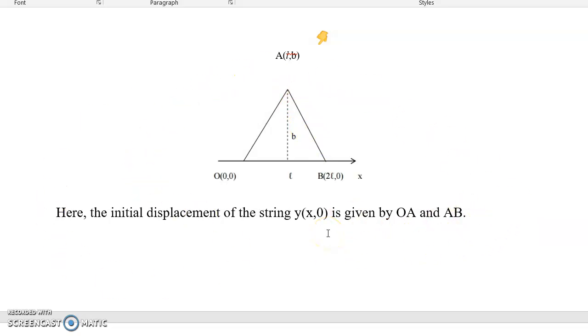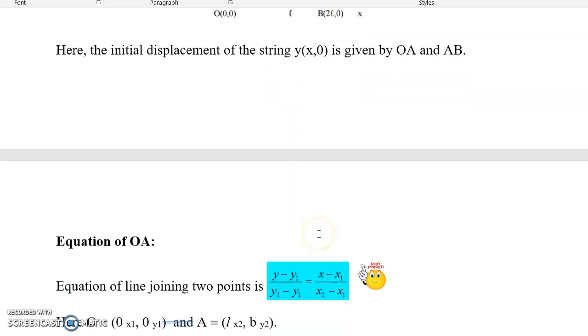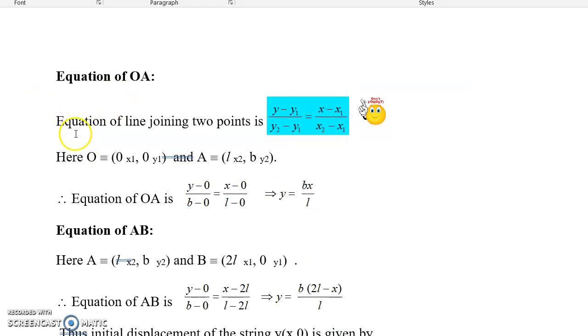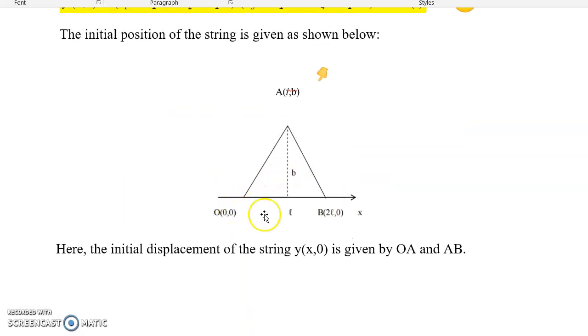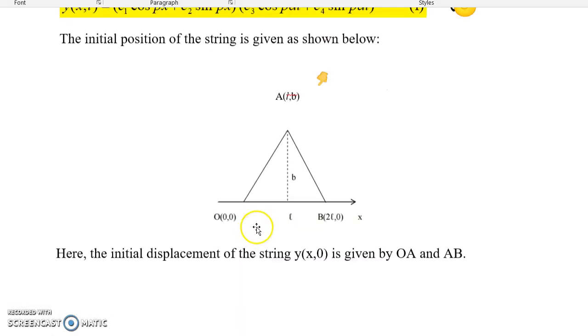And now let us see how to get the value of y mathematically. So for that, we need the equation of OA and the equation of AB. So let us see how to find equation of OA. This is the formula of equation of line joining two points, which you would have studied in school itself. (y minus y1) divided by (y2 minus y1) equal to (x minus x1) divided by (x2 minus x1). Now OA, we need the equation of OA. So O is 0, 0 and A is, this is A.